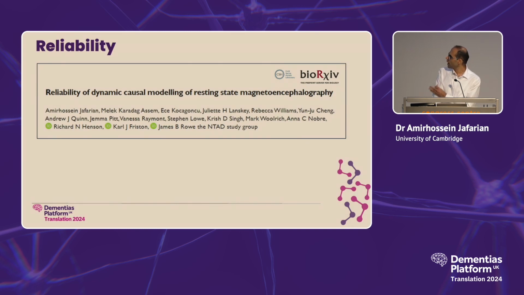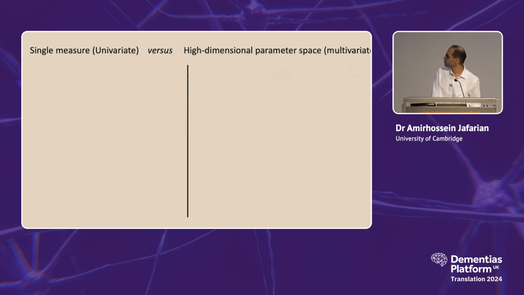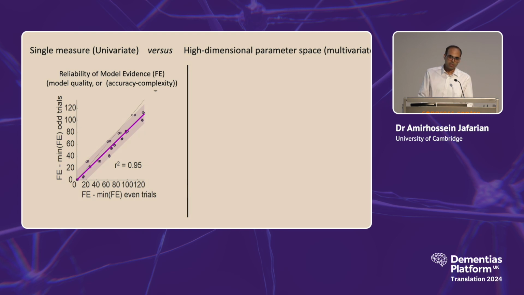All I'm going to say from now is about our preprint that is under review. One of the interesting questions is, if I repeat two of the same experiments, can I get a similar answer? For instance, in terms of model evidence, if you conclude from one dataset, can you get a similar conclusion from another dataset? This is basically to check the reliability of our model evidence, the balance between accuracy and complexity of your model given your empirical data.